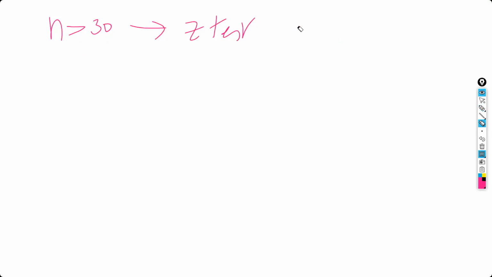Approximately. What is the difference between this symbol versus this symbol? This symbol indicates exactly the same. This symbol indicates almost the same, a similar value. So your Z test is approximately equal to T test.